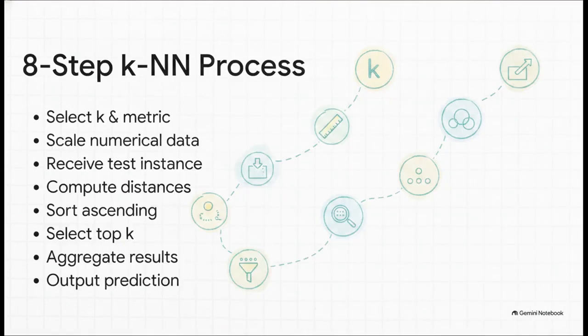Put it all together, and it forms this slick 8-step process. You start by selecting K and, this is huge, scaling your numerical data so the really large values don't just completely drown out the smaller ones. Then a new query arrives. The algorithm wakes up, computes the distance to every single stored point, sorts those distances from smallest to largest, grabs the top K neighbors, tallies their aggregate vote or average, and boom, outputs your final prediction. And it does this whole song and dance every single time a query is made.